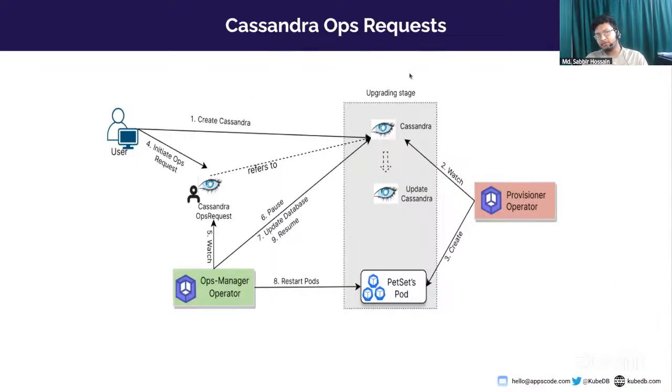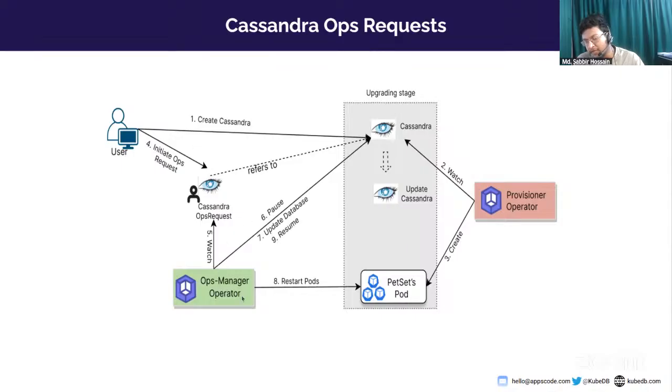And Cassandra supports different types of ops requests like version update, horizontal scaling, vertical scaling, and so on. So first of all, a user creates the Cassandra custom resource, and the operator watches it and creates pods. And after that, the user initiates any ops request, maybe by using YAML files.